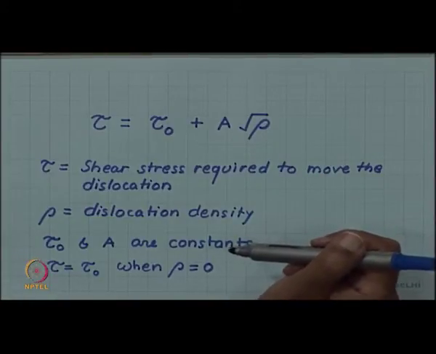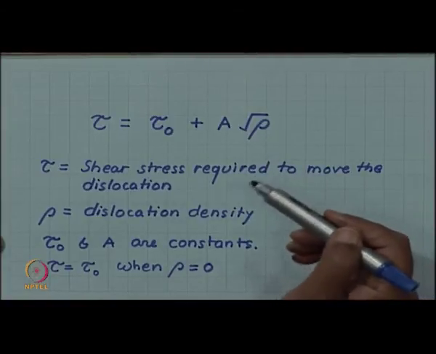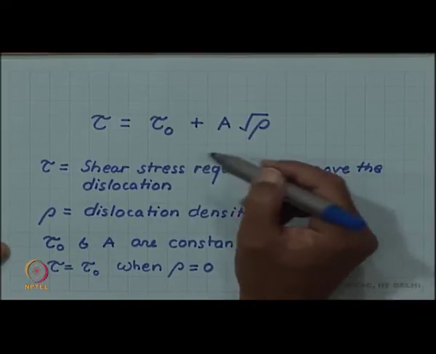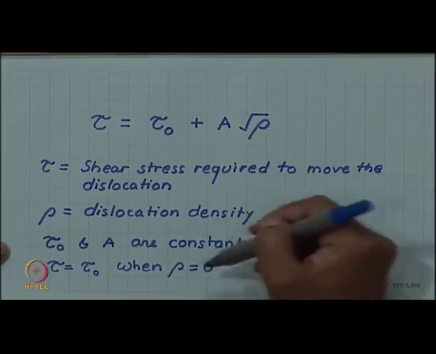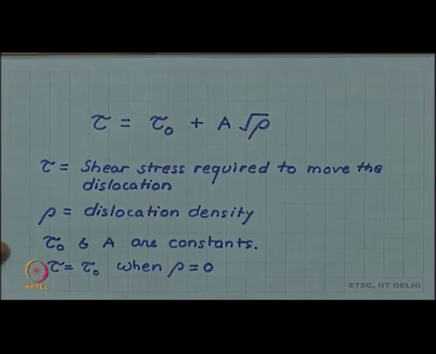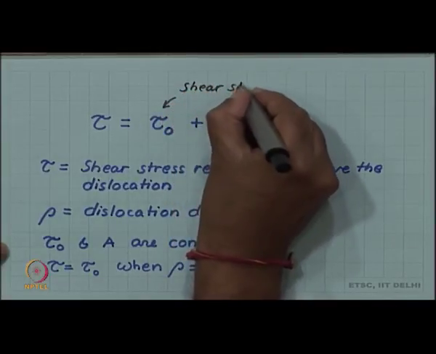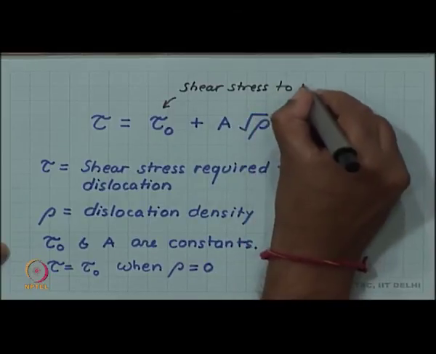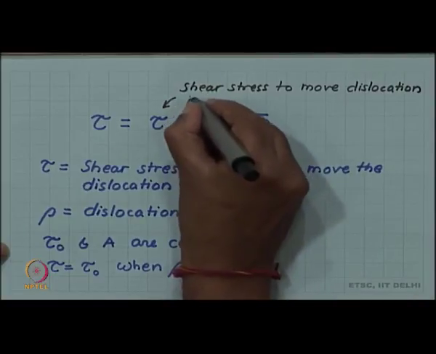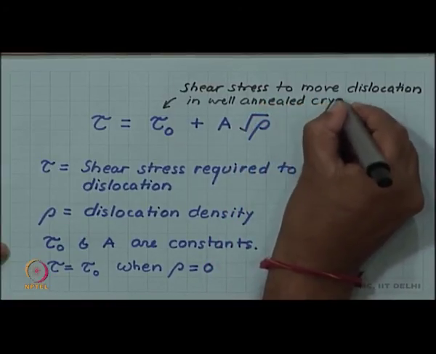Now, as we have seen, 0 dislocation density, that is a dislocation free crystal, is quite impossible. So, for all practical purposes, if you have a very well annealed crystal with very low dislocation density, we saw that dislocation density varies by several orders of magnitude. So, if you have a sufficiently well annealed crystal, it will have a rather low dislocation density, not anywhere close to 0, but still for practical purposes that can be used as the tau naught. So, we can write tau naught as the shear stress for a well annealed crystal.